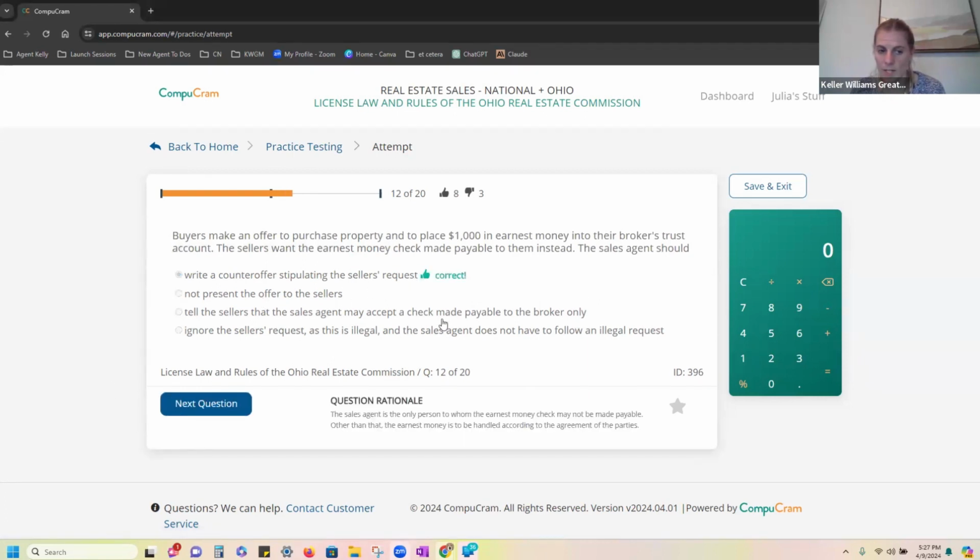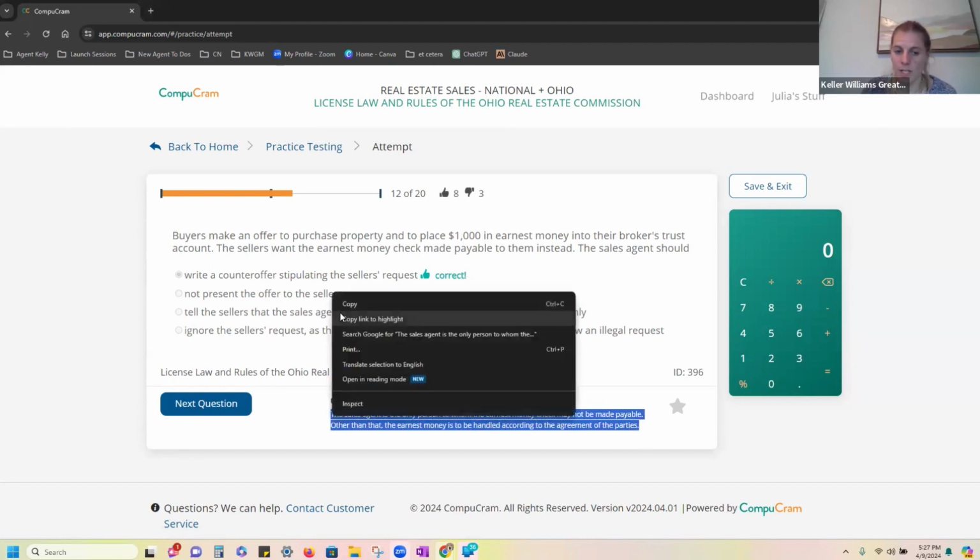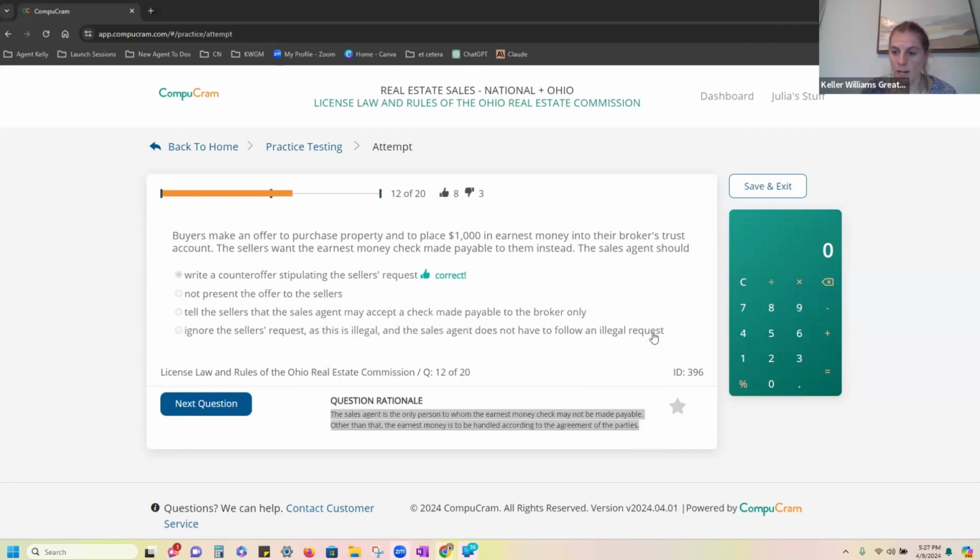And A is correct. Good job. So the sales agent is the only person to whom the earnest money check may not be made payable. Other than that, the earnest money is to be handled according to the agreement of the parties. Yeah, that was a tricky one. A lot of people would answer D, but the correct answer is A.